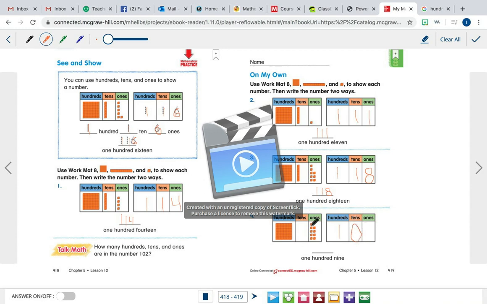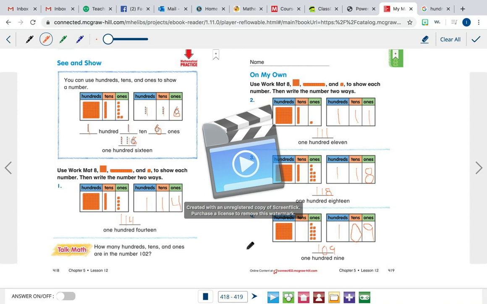Now let's count the ones. Ready? 1, 2, 3, 4, 5, 6, 7, 8, 9. 9. Now, what's our number here at the end when we put it all together? 109. What number is 109? I hope you're saying 109. Okay, let's go to the next page.